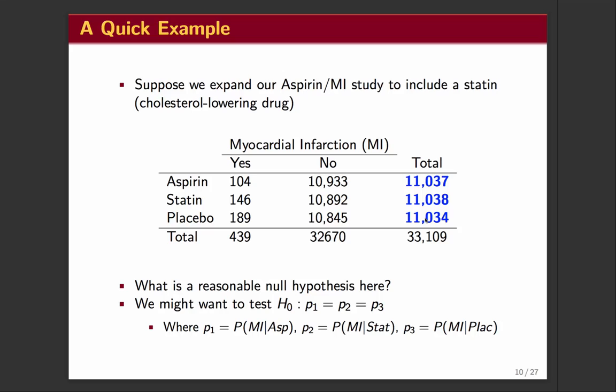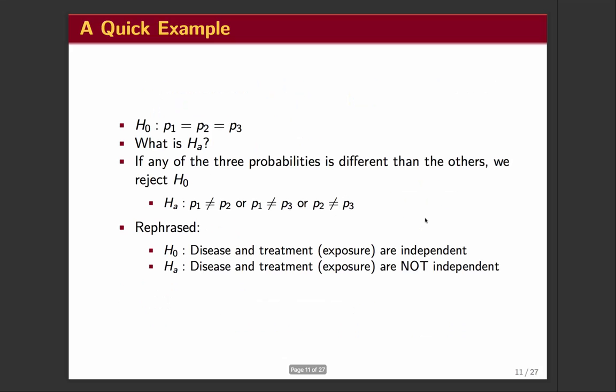And so we might want to test whether P1 is equal to P2 is equal to P3. Well, this falls a little bit outside of our ideas about how to do hypothesis tests, right? Up to this point, we've been pretty used to saying P1 is equal to P2, P2 is equal to P3, but we haven't really stated it in terms of three probabilities. So the null is that all three of these probabilities are equivalent to each other. Put another way, if those three probabilities are equivalent, that means that the event is not dependent on the exposure. Okay? Disease is not dependent on the exposure.